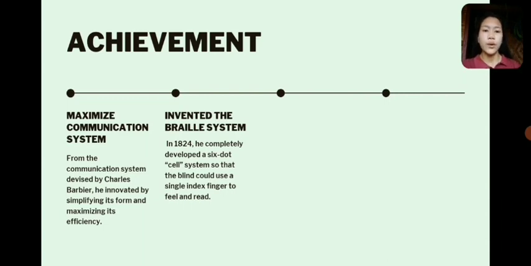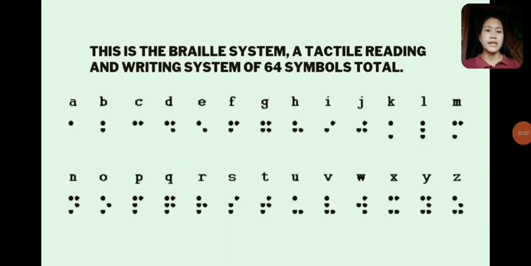In 1824, he completely developed a 6-dot cell system so that the blind could use a single index finger to feel and read. The system was first published in 1829, and a more complete elaboration appeared in 1837. And this is the Braille system. As we can see, each letter of the alphabet has a corresponding dot symbol from A to Z. It was a tactile reading and writing system of 64 symbols total.